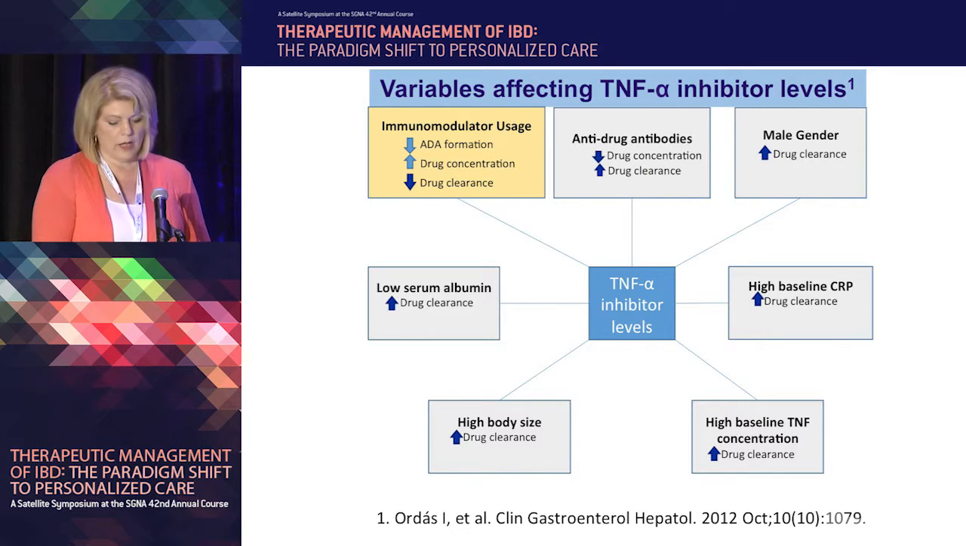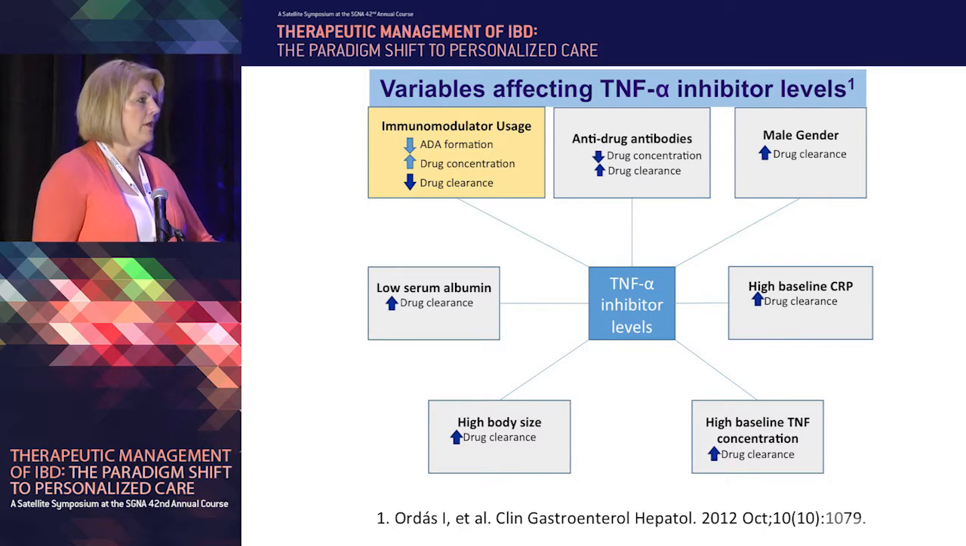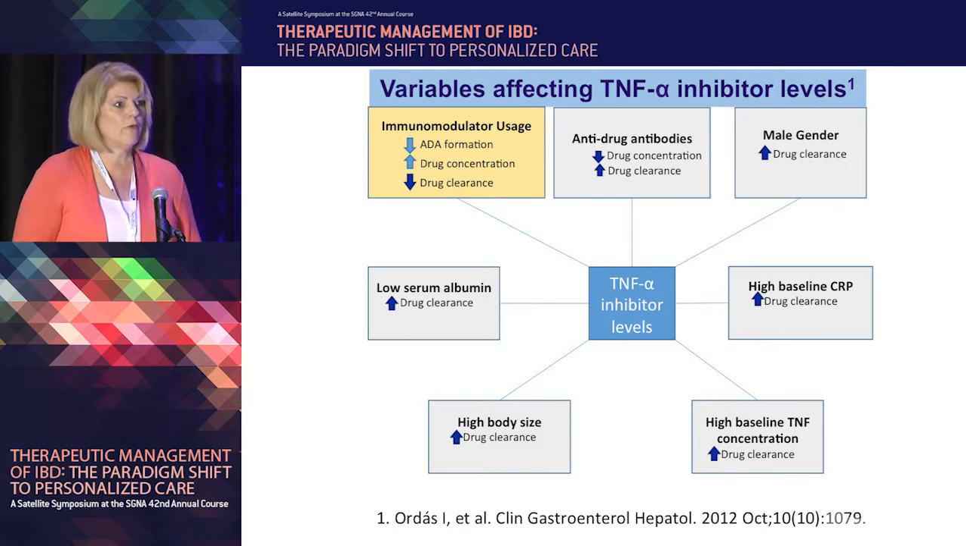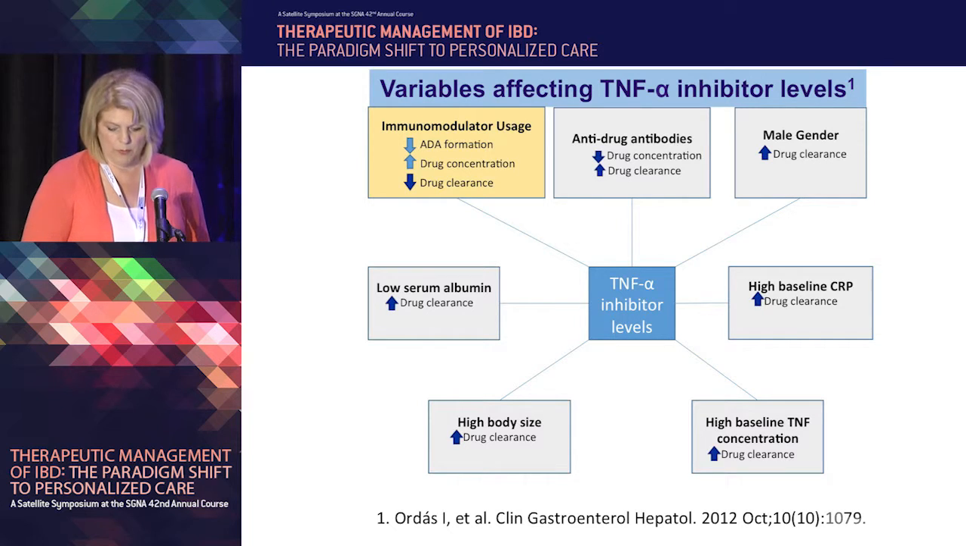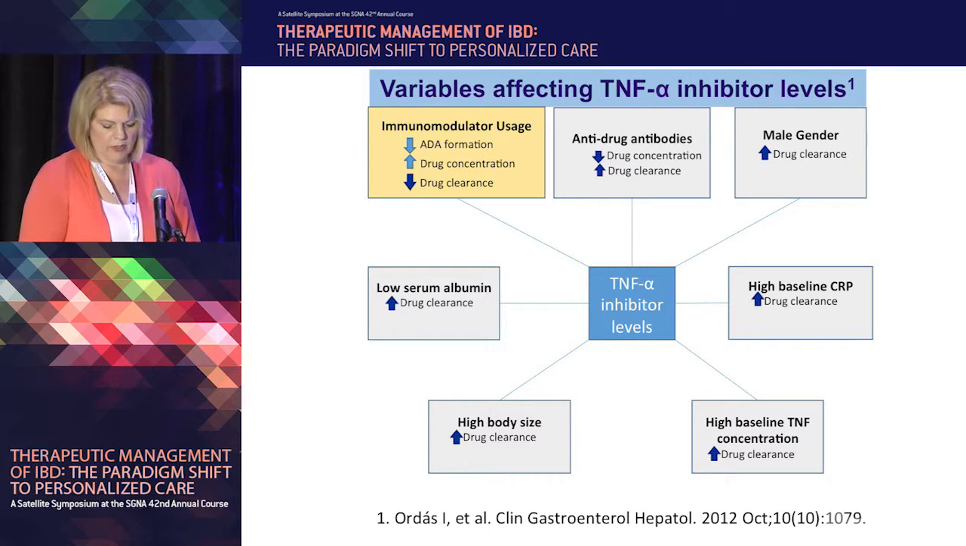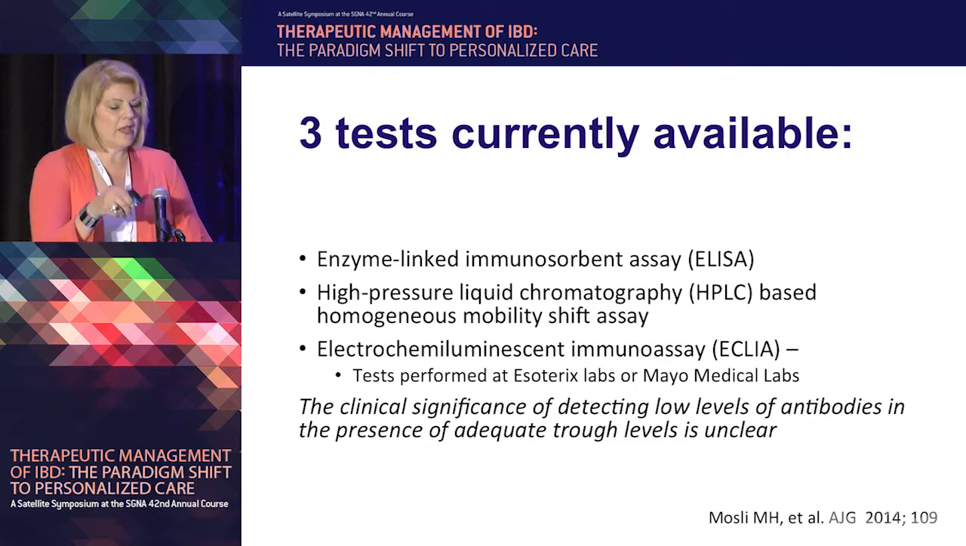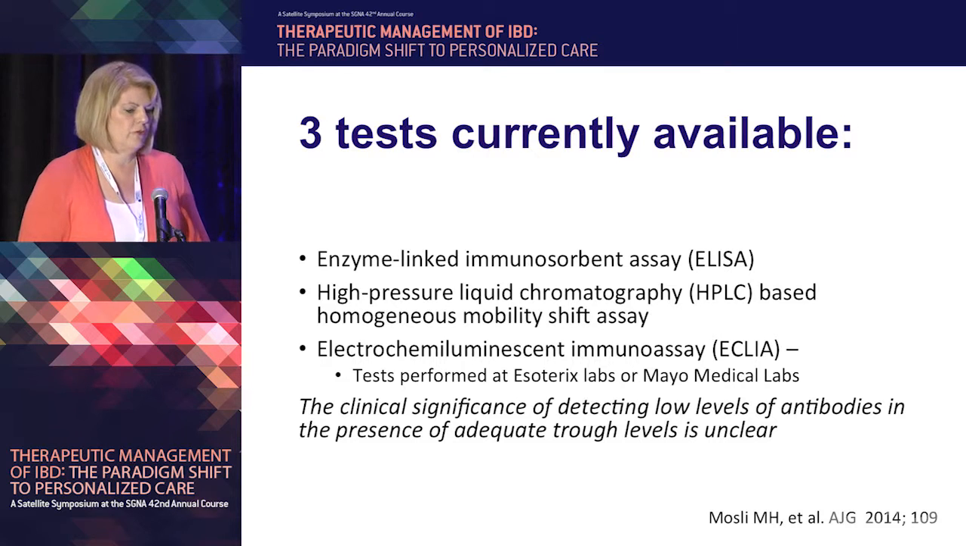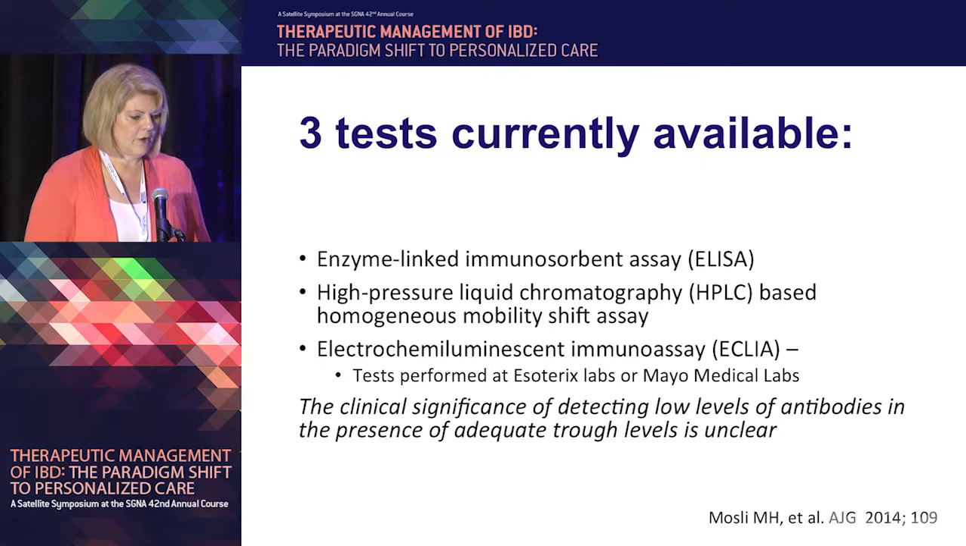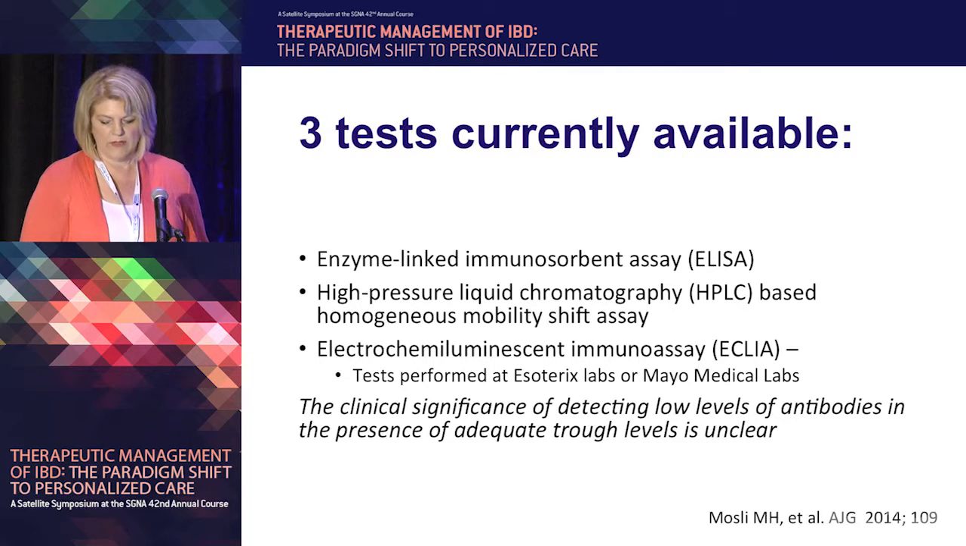Low serum albumin, another one to increase drug clearance. High baseline CRP also increases drug clearance. High body mass, and we see this often, we have some overweight patients, they may need more drug on board. And a high baseline TNF concentration increases drug clearance. So there are 3 tests currently available to check for antibodies and drugs, and you can see them here, but the clinical significance of detecting levels of antibodies in the presence of adequate trough levels is still unclear, it's still being investigated.